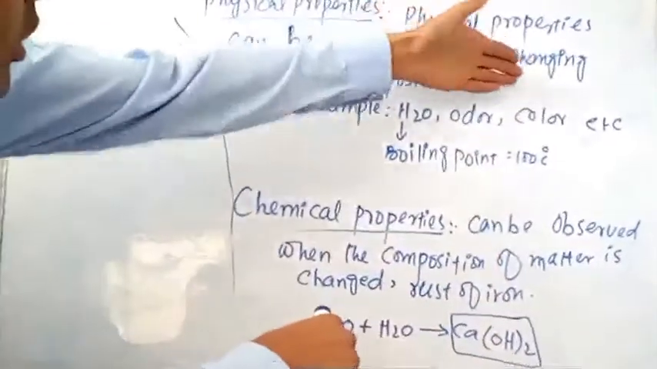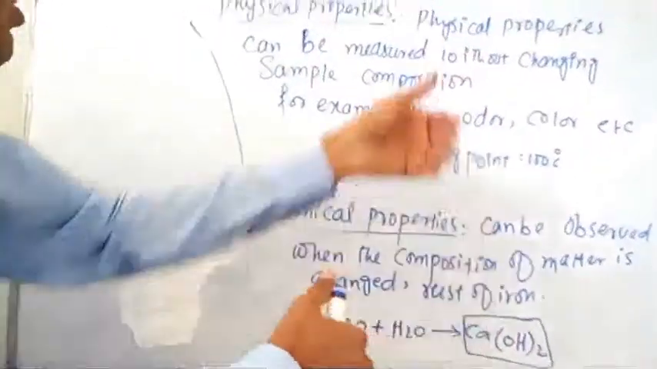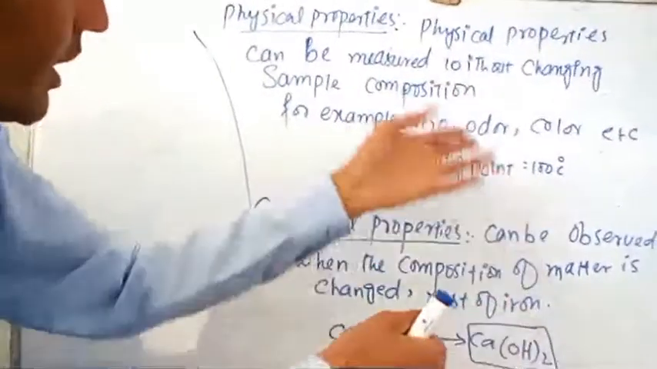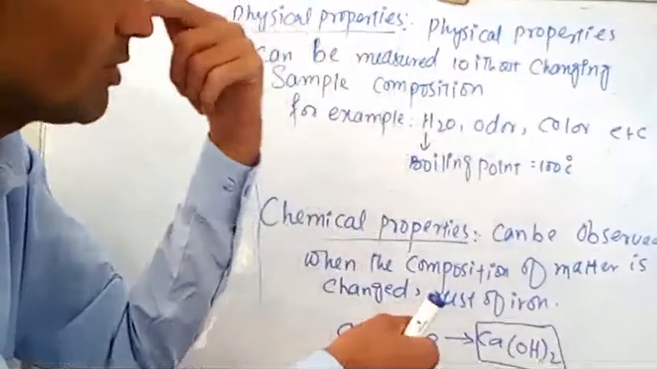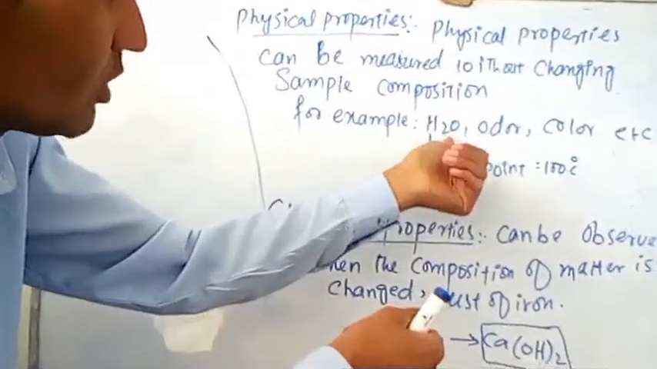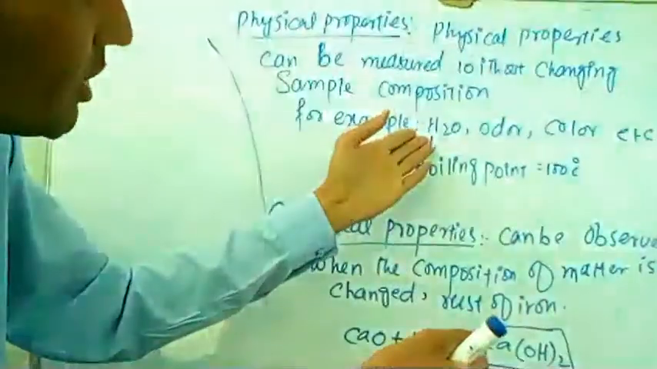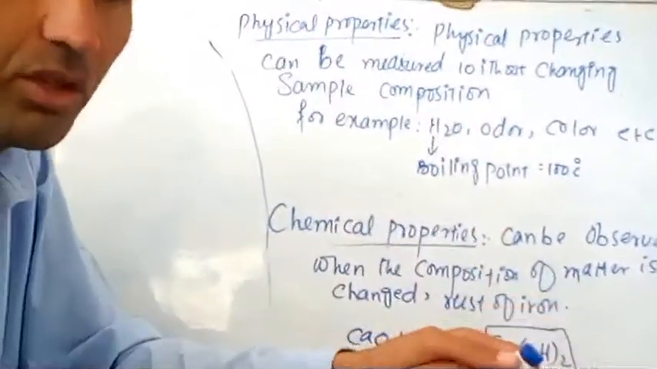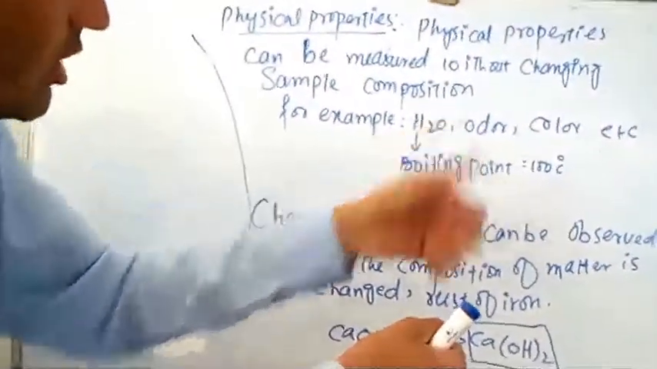How is the sample composition changed, and how is it not changed? Take physical properties, for example. If you want to find the color of something like water, we use our five senses. We use our eyes to see the color of water. If we see the water, the water cannot be changed. It means the number of hydrogen or oxygen atoms cannot be decreased. The water still contains two hydrogen and one oxygen.